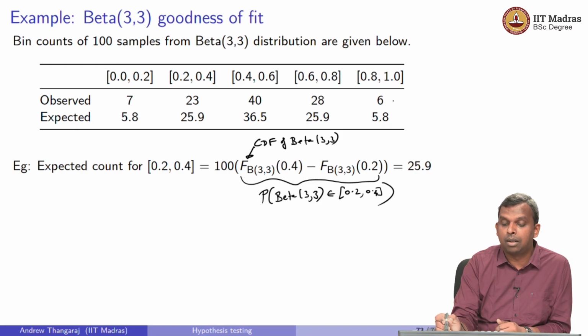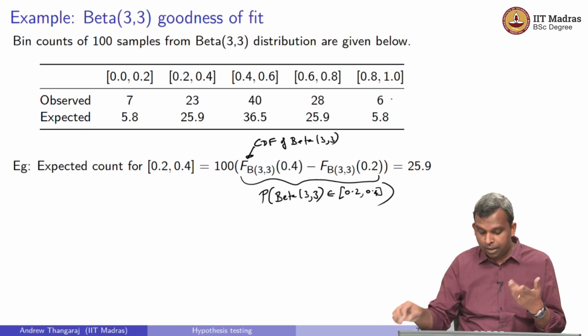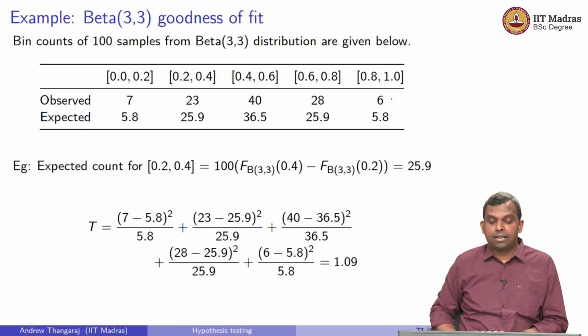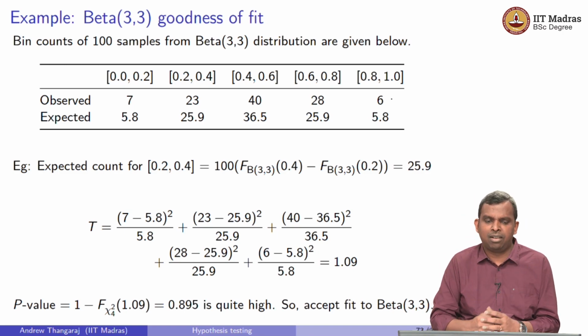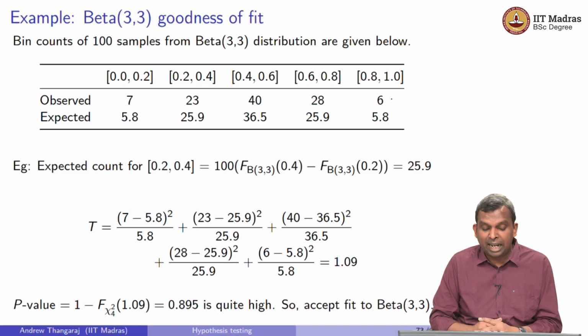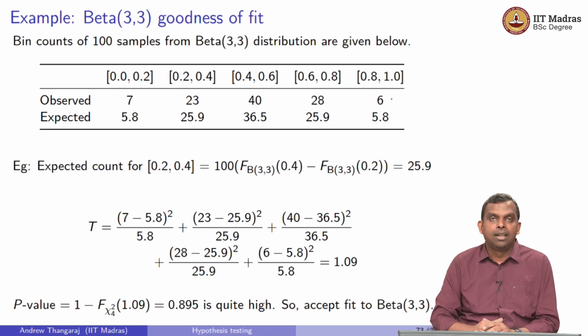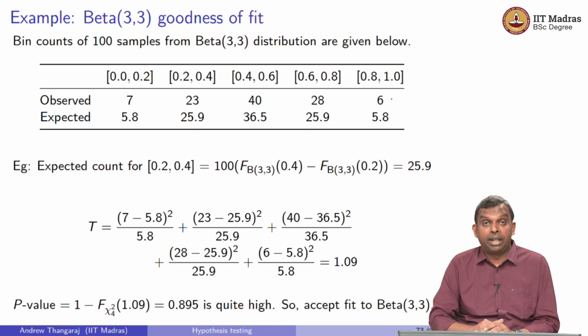That is why the observed count was given to me. Now, I am ready to do the chi-squared test. I evaluate my t, it is 1.09, and I might do a p-value instead of doing significance level and all that. The p-value is 0.895, it's quite high, and you can accept the fit to beta 3,3. So this is a good fit to beta 3,3.